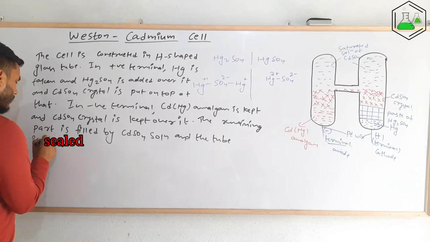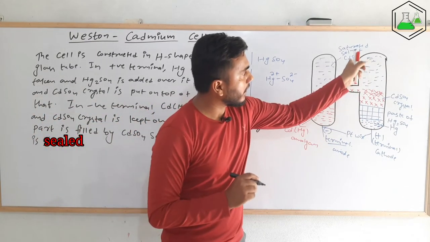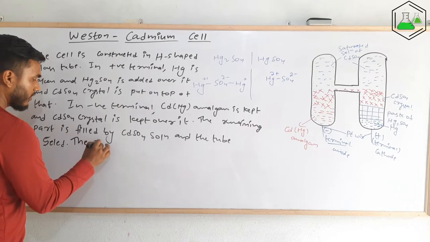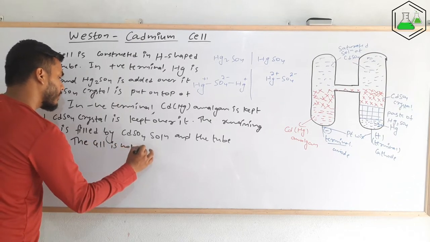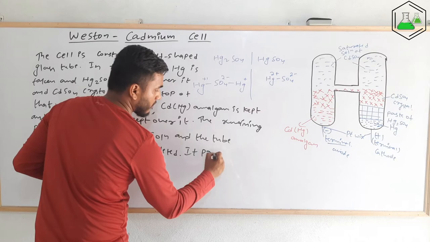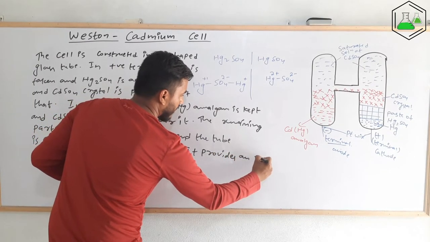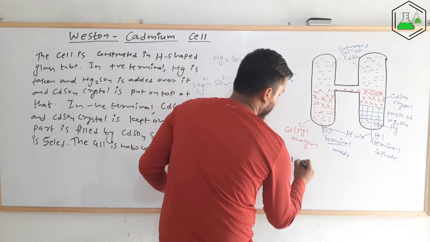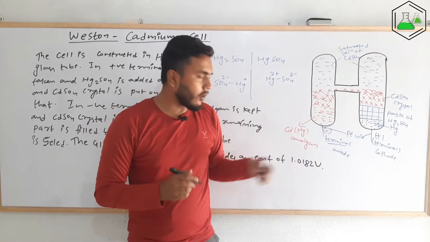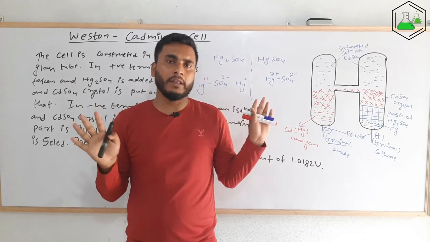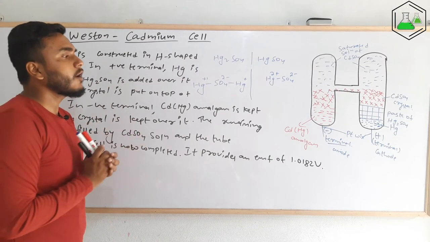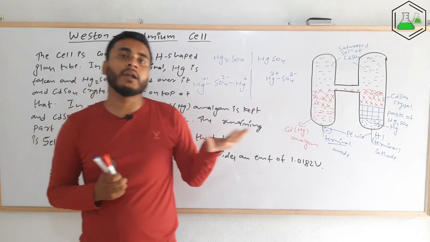So this is the working of Weston cadmium electrode. The seal is now completed. It provides an EMF of 1.0182 volt. So this cell will now provide an EMF of 1.0182 volt. Always the EMF will never change, okay, and this will remain constant for many years. That's why we use this cell as a standard cell to compare other cells.